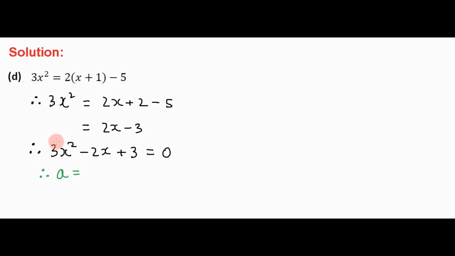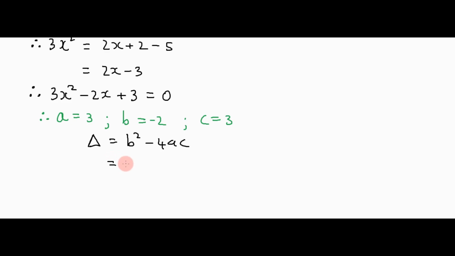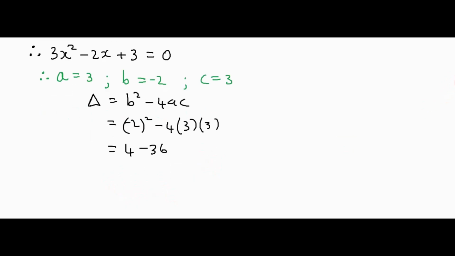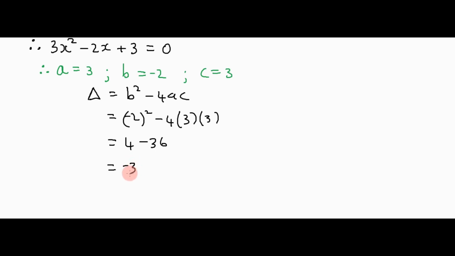A, of course, is the x squared coefficient, which is 3. B is the x coefficient, which is negative 2. And c is the constant, which is 3. We can now substitute into the equation for delta. So we're going to get negative 2 squared minus 4 times 3 times 3. And this is 4 minus 36, which of course is negative 32.